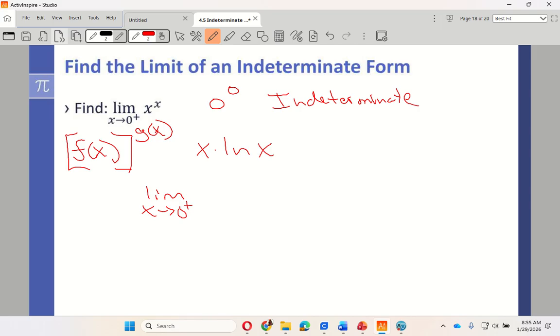Is that a product rule? Okay. It's a product rule, so go ahead and take the product rule. So 1 ln x, and that's going to be plus x times the derivative of ln x. What's the derivative of ln x? Oh, 1 over x. Yeah, 1 over x. So it's x times 1 over x.